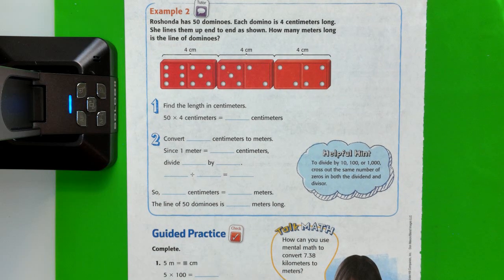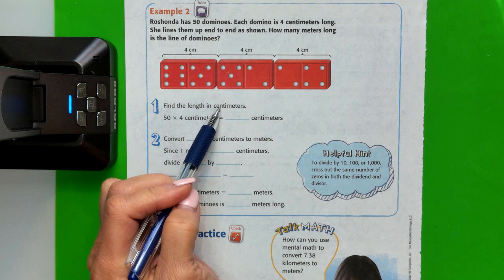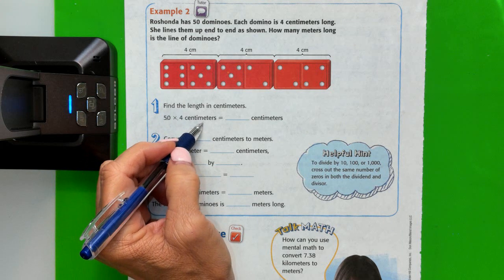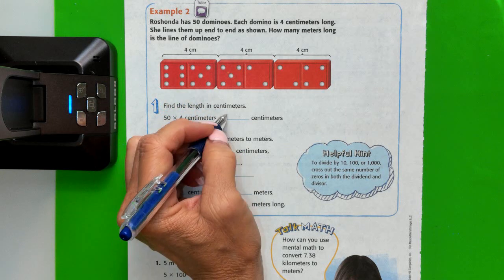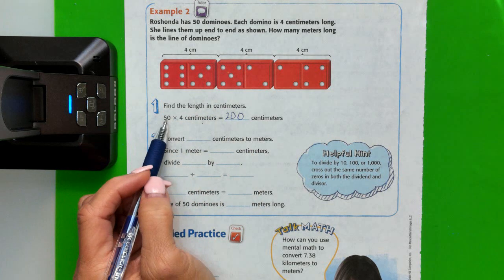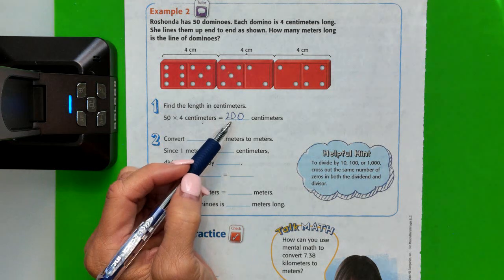It says Rashonda has 50 dominoes. Each domino is 4 centimeters long. She lines them up end to end as shown. How many meters long is the line of dominoes? So we're going to find the length in centimeters. So 50 times 4 centimeters is, well, 4 times 5 is 20. How many zeros are on our factors? 1, so we need a 0 on our product. So 50 dominoes times 4 centimeters is 200 centimeters.